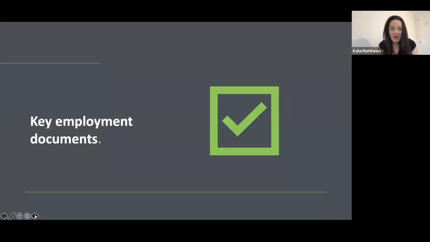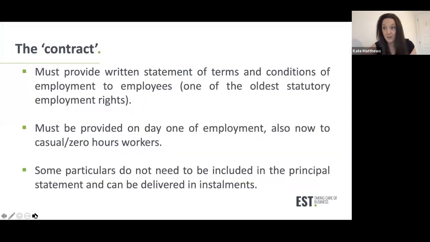Okay, so now we're going to move on to key employment documents. And we're going to talk about the contract of employment. We typically will call it a contract, but actually the legal term is the written statement of terms and conditions of employment, so the written particulars.